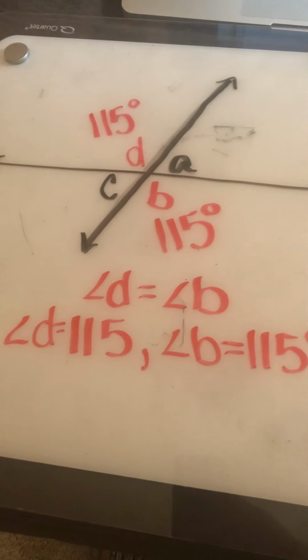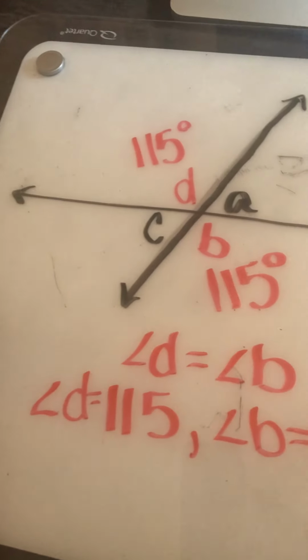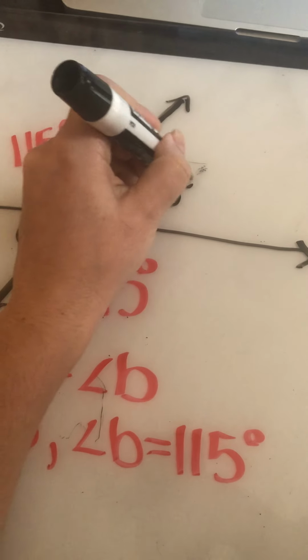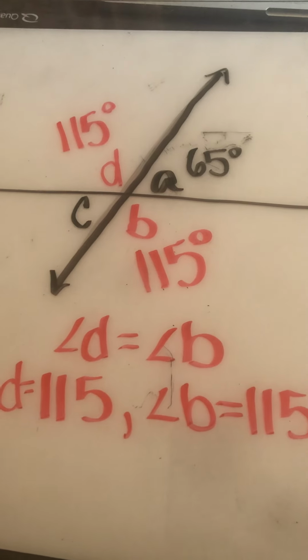Okay, got it? And then if I told you that angle A, let's say, was 65 degrees, right? Then you guys should know what other angle is 65 degrees.